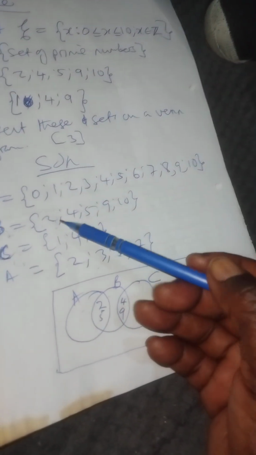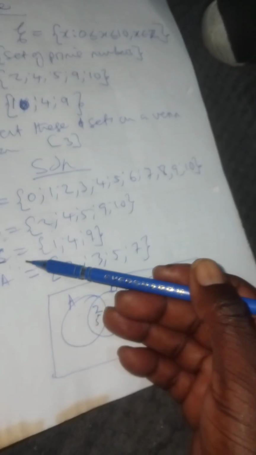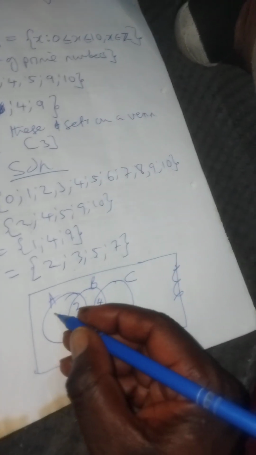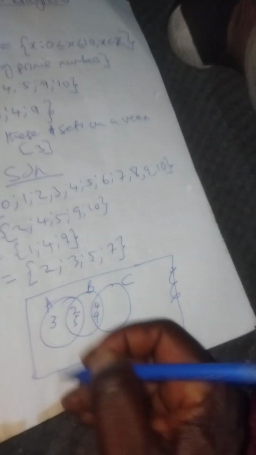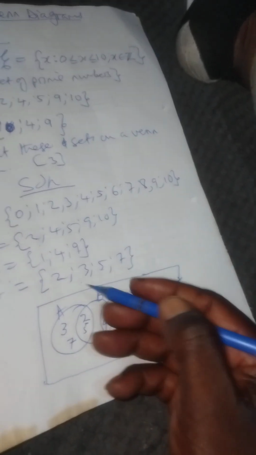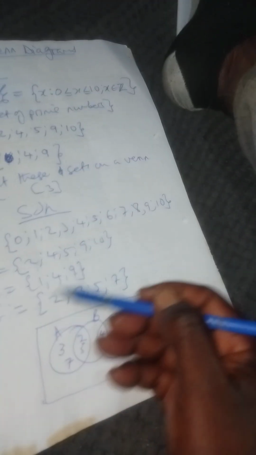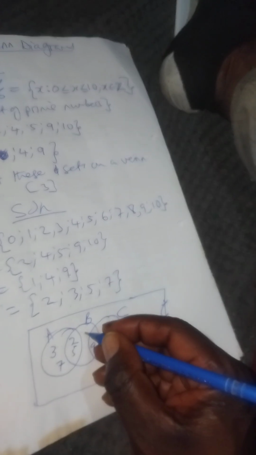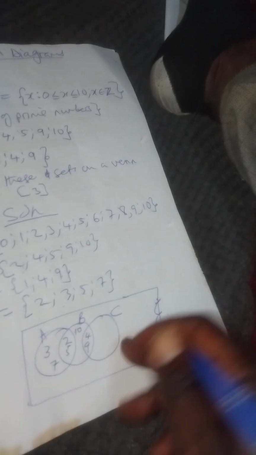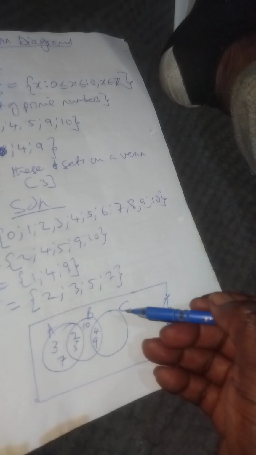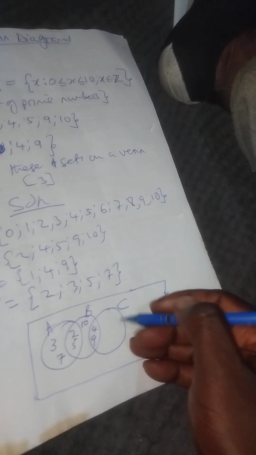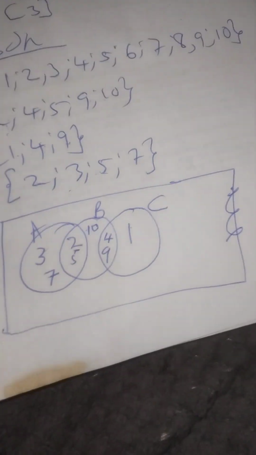Then what is found in A only? What is in A but not in B and C? So in A, we have 3. We have 7. What is in B but not in A and C? Only 10 here. We have 10 here. What is in C which is not in B and A? See, there's nothing. We only have 1. Can you see? We only have 1.